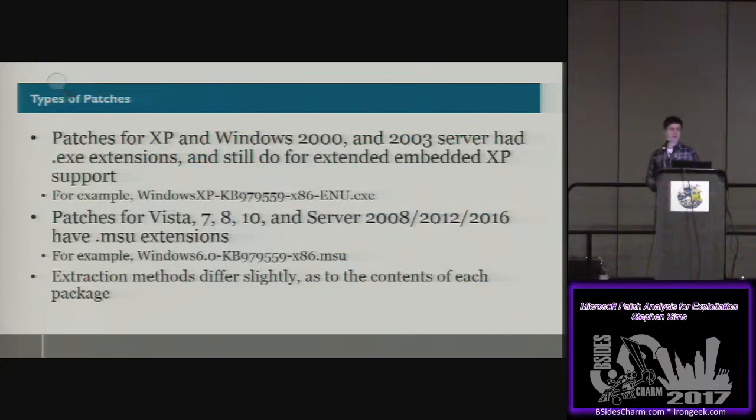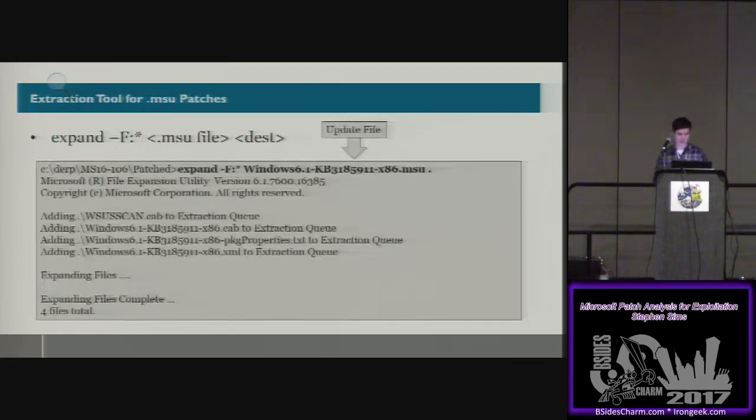So, types of patches. Back in the old days with XP and Windows 2000 and 2003, they were executables. The patches you would download, you just double click, and it installs, replaces the old file, and puts the other one into a backup location. And you would extract it with the extract tool in DOS or the command line. On Windows Vista, 7, 8, 10, whatever, they're MSU files, and you've got to extract them with the expand tool. I'll show you this in a moment.